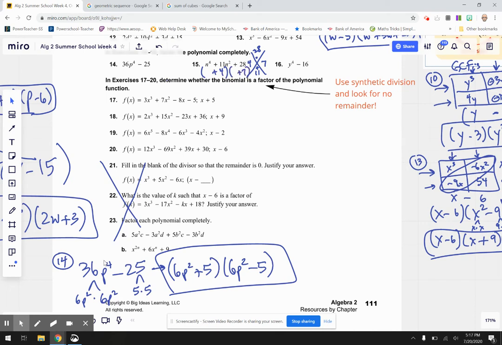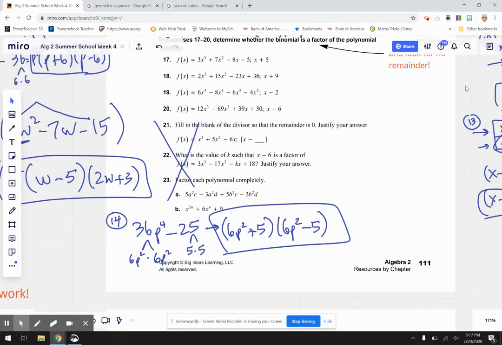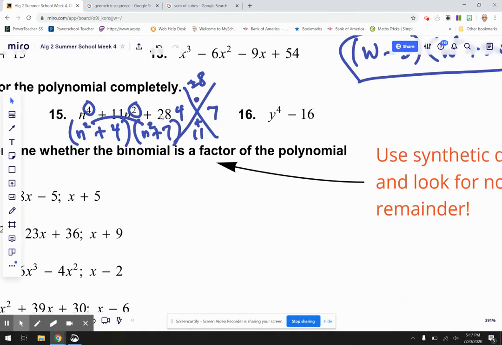But it's not going to be n. It's going to be n squared because your middle term has a square and this one has a 4. So when you multiply the first two terms, you've got to get n to the fourth. The only way to do that is to have n squared times n squared. Okay, so that'll get you your n to the fourth. So n squared plus 4, n squared plus 7. That middle term is n squared. That's what those two front ones have to be.